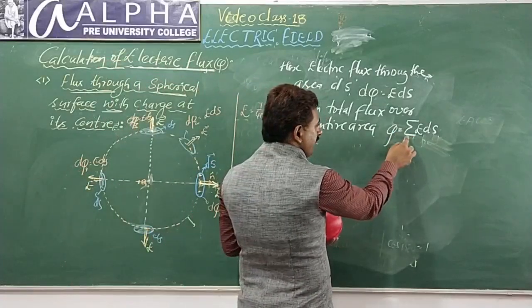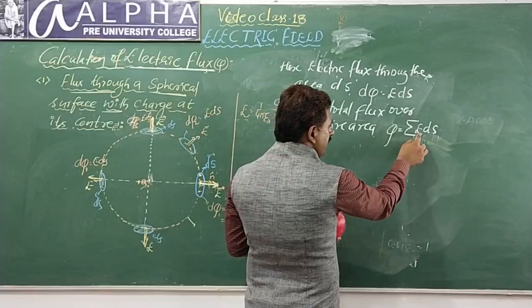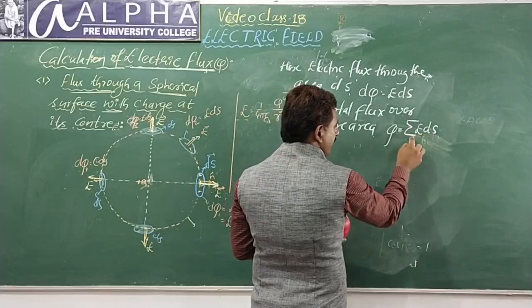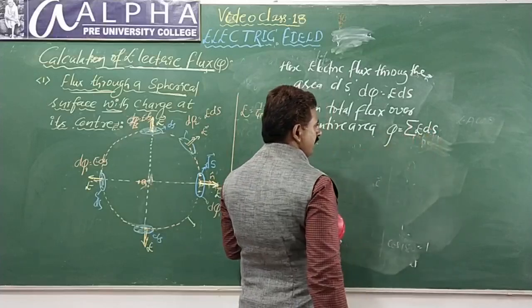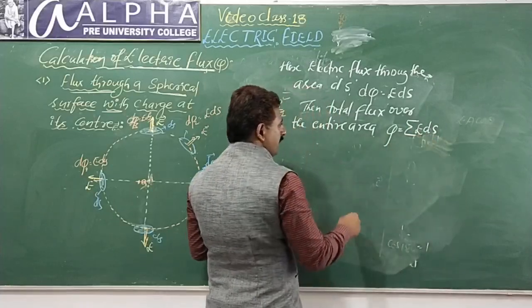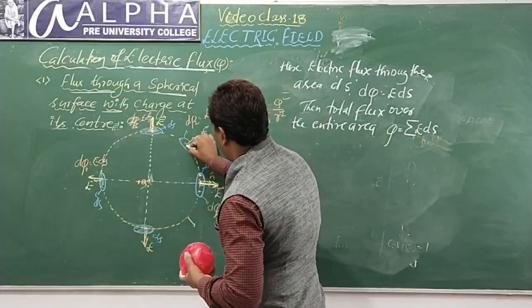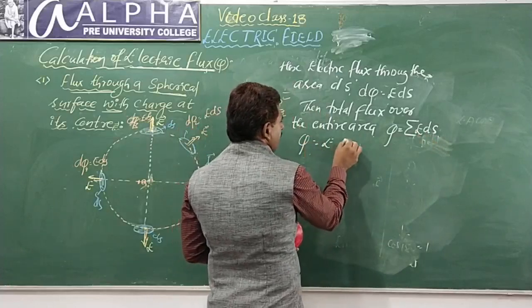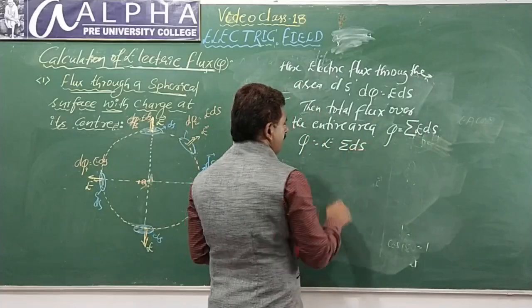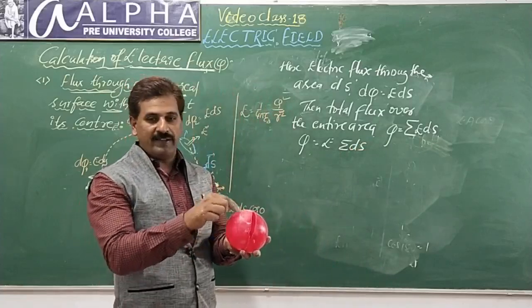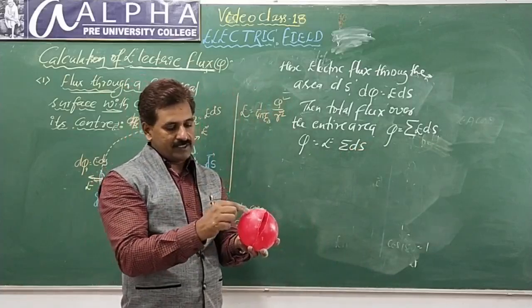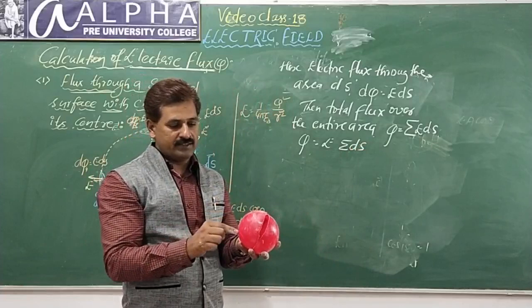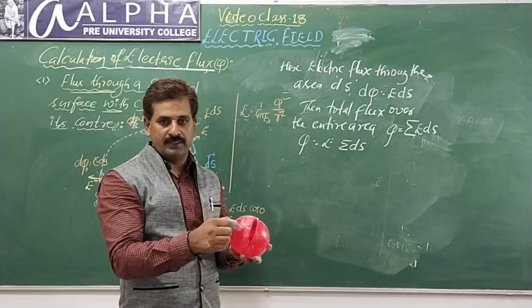So the adding process is stated this way: you are adding E ds over the entire surface, that is summation E ds. Here the electric field is constant, it is not varying. That's why you take the field outside, then it is E summation ds. You are just adding areas. Everywhere the electric field is E, so all the ds you are adding, ds plus ds plus ds plus ds.